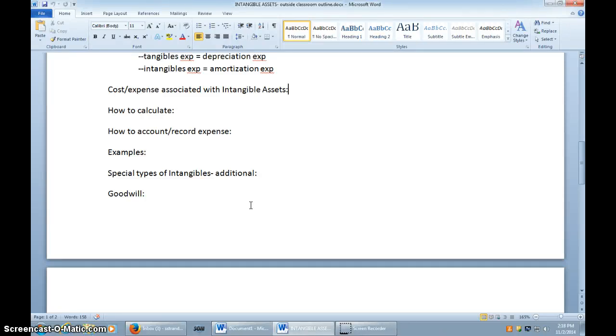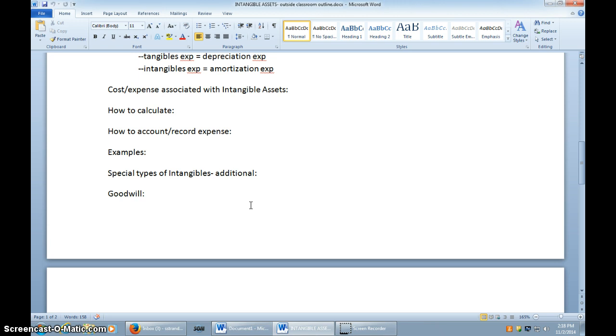Okay, welcome back to lecture on intangible assets, part two. So we left off talking about tangible assets, where the expense is referred to as depreciation expense, and with intangible assets, the expense is referred to as amortization expense.